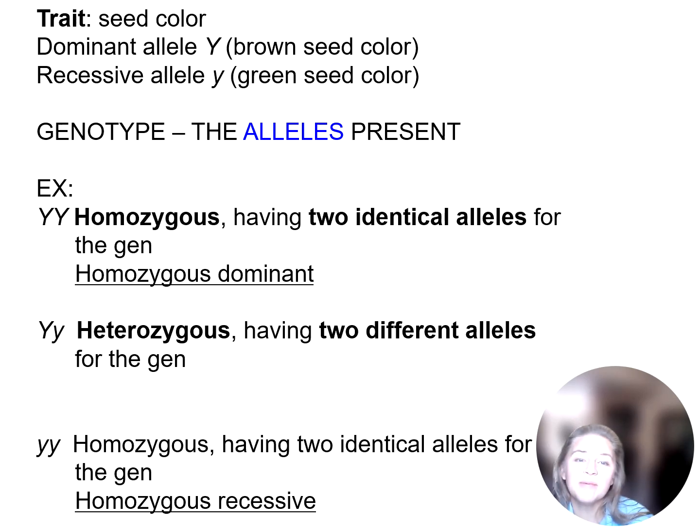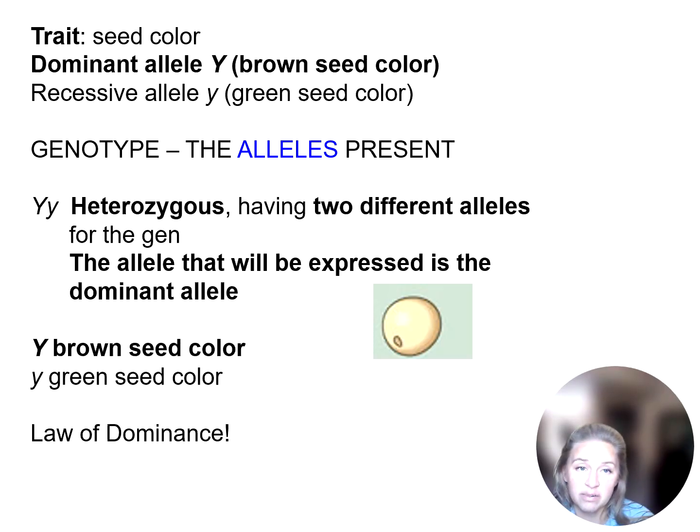So genotype is the alleles that are present. There are three possibilities for genotype. There's homozygous dominant, which would be big Y, homozygous recessive, which would be little y, and then heterozygous, which would be big Y, little y. So those are the three genotypes. With heterozygous, having two different alleles, the dominant will be expressed.